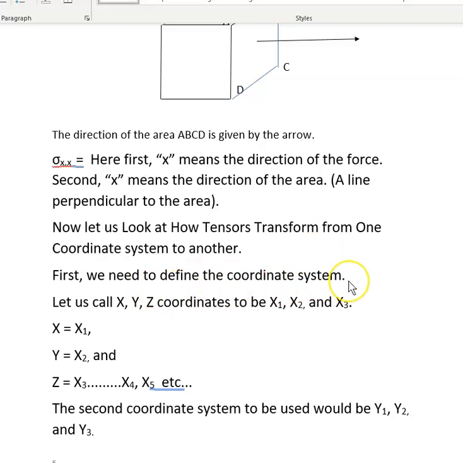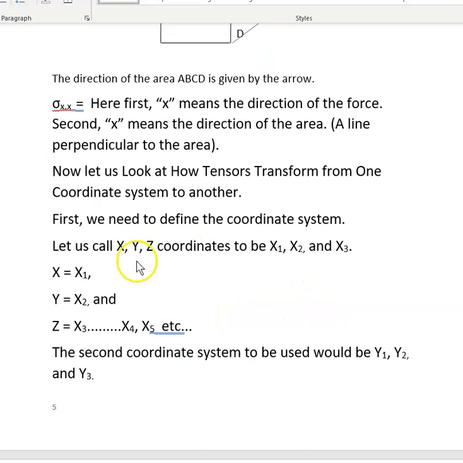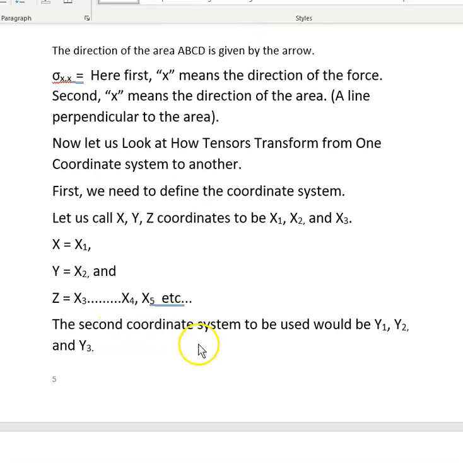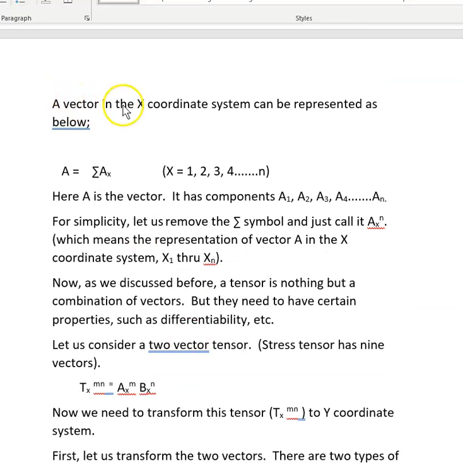First we need to define the coordinate system. Let us call the x, y, z coordinates x1, x2 and x3. There's nothing wrong in doing that. So x we call x1, y we call x2 and z we call x3. And we can go for more dimensions, 4, 5, 6, etc., if you have more dimensions. The second coordinate system to be used would be y1, y2 and y3. A vector in the x coordinate system can be represented as below.